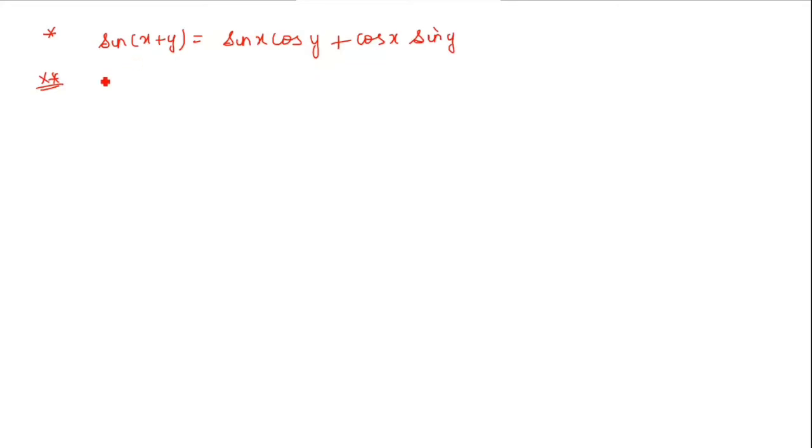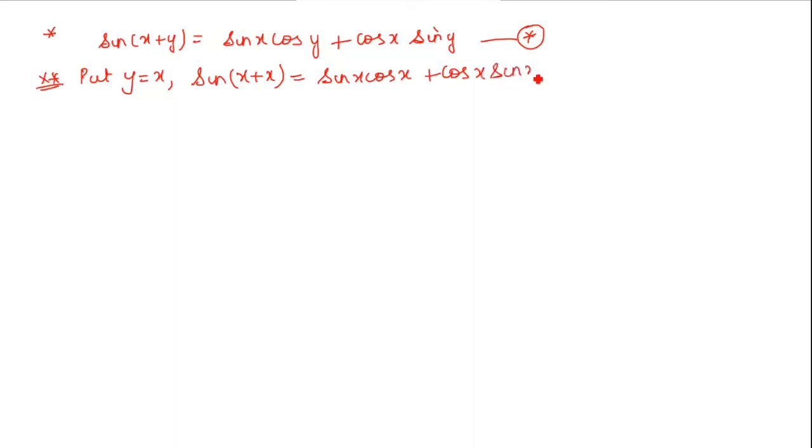Okay, so now suppose I put y is equal to x in this main star equation, the star formula. What will I get? In place of, okay, first let me write what I am getting. Sin x plus x is equal to sin x cos x. In place of y, put x plus cos x sin x. So what you find now, you got the first formula of sin 2x.